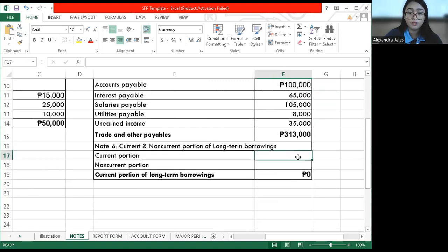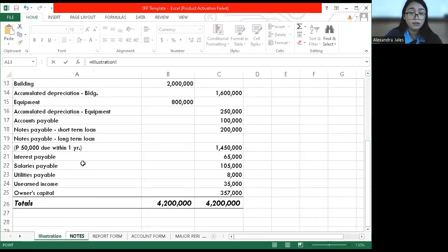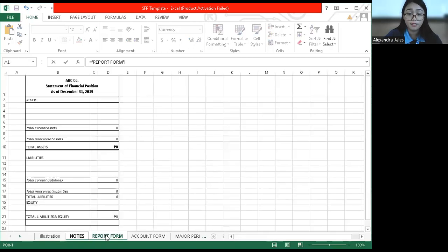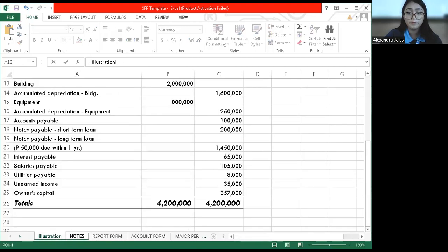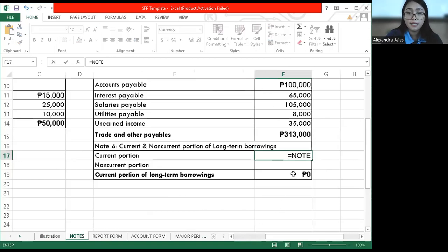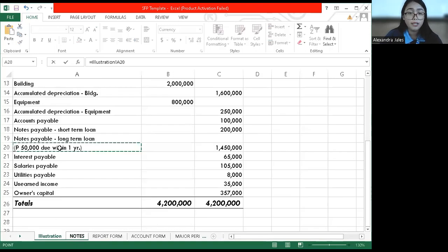So we have now your current portion. This is your long-term borrowings. So let's check your long-term borrowings, okay? We have here a long-term loan, correct? A long-term loan that is worth 1,450,000 pesos. Take note of this for a moment. Your note is, it is current portion, and we have non-current portion. That means within 1 year. It says within 1 year, correct?